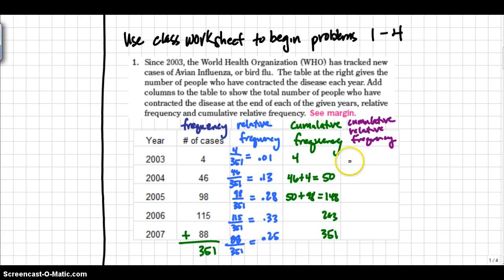I'm going to try to show some work for both methods. The first one's not going to be very interesting. It's just going to be either 4 divided by 351 or 0.01. So it's going to remain the same. For the next one, I can either do 50 divided by 351, or I can take the previous 2% and add them together. In either case, I'll get 14%.